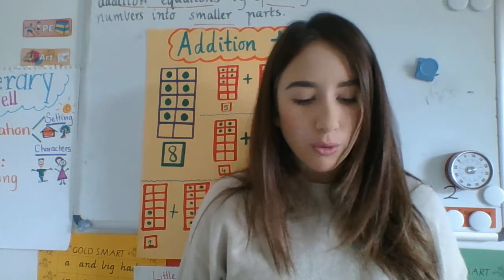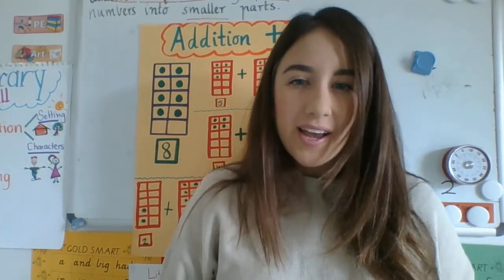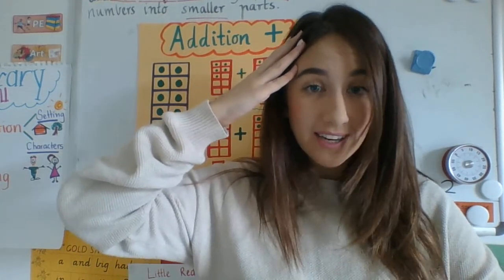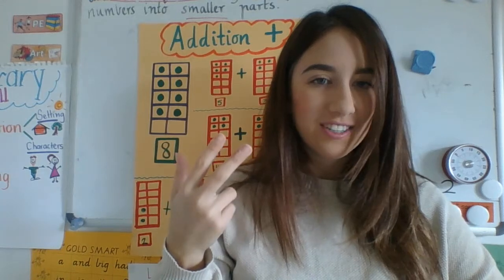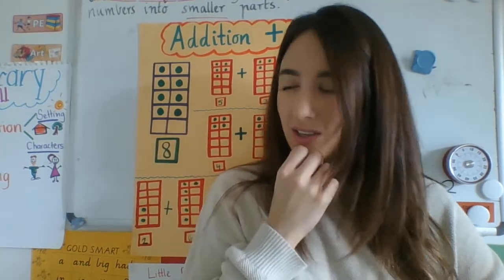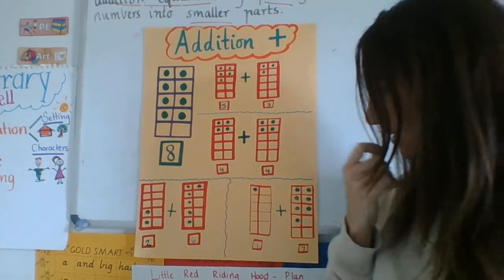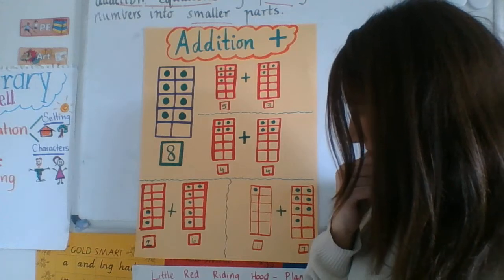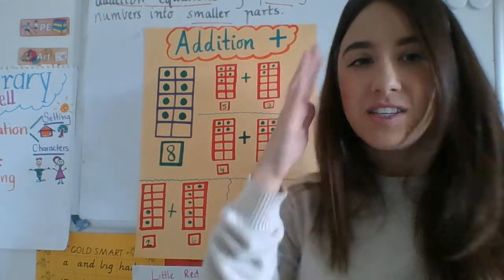I'm going to give you a little clue, a little tip. If you put a number in your head that is smaller than 8, you can count on to see how many more you need to get to 8. So let's choose a number that I haven't got here yet. I have not got 0 yet, okay?